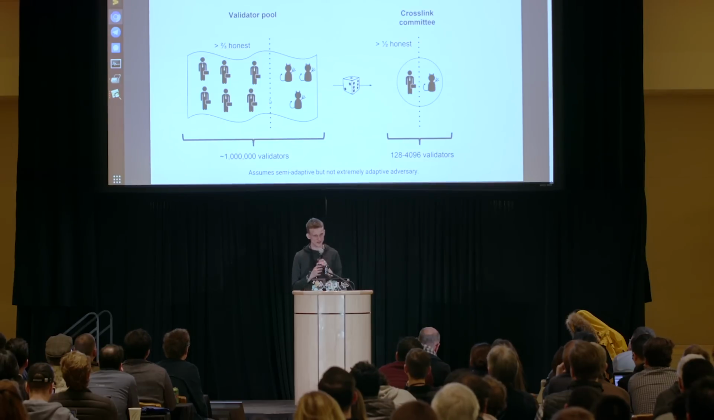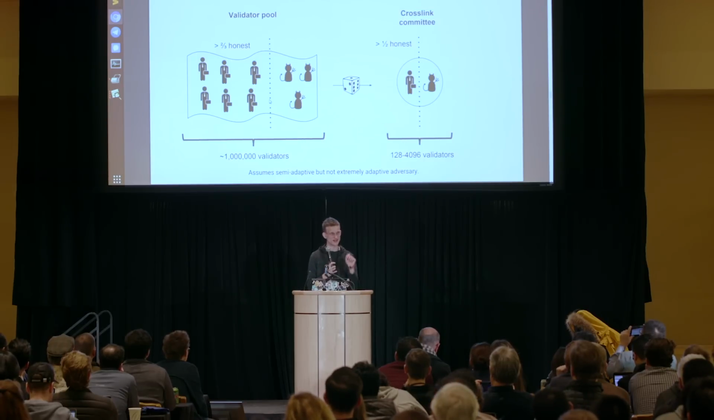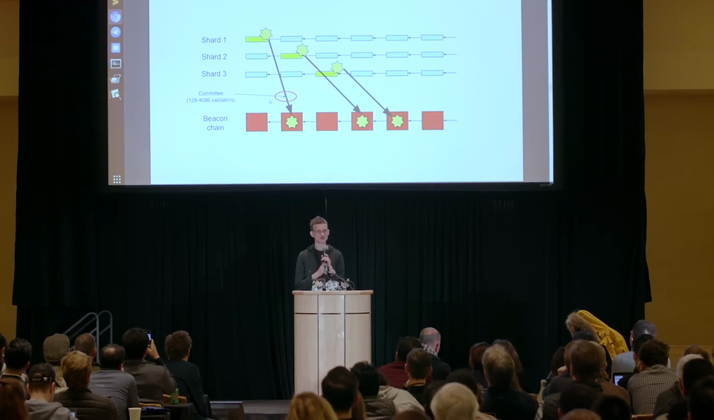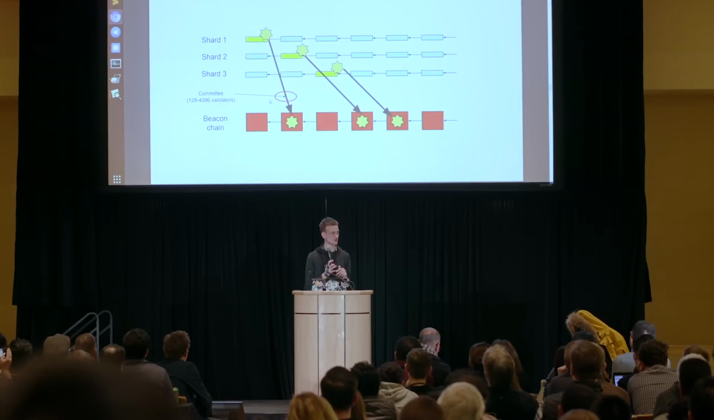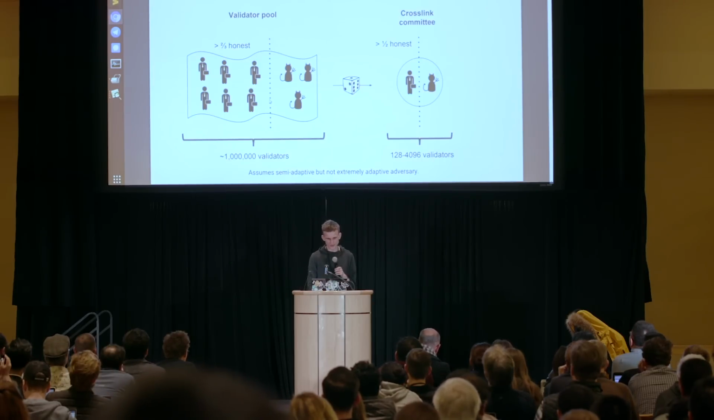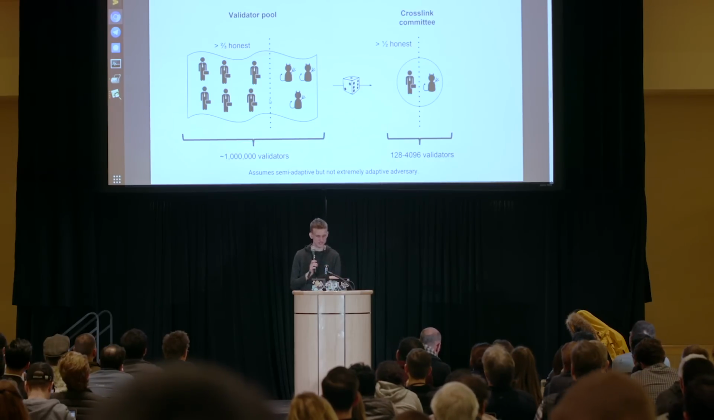Now, you might notice that this is relying on an honest majority assumption. So basically, this is saying that you have a bunch of validators, and we're going to assume that the majority of them are honest, and so the majority of them are only going to sign on any particular crosslink if they actually think that that data is legitimate. Now, it allows a semi-adaptive adversary, but not an extremely adaptive adversary.